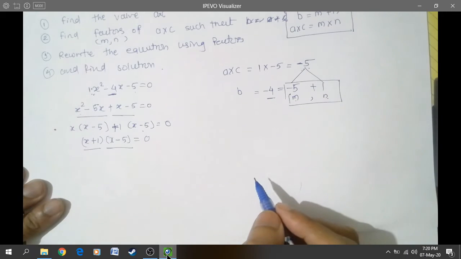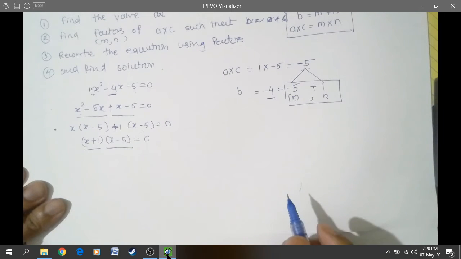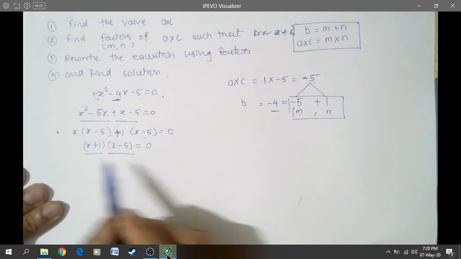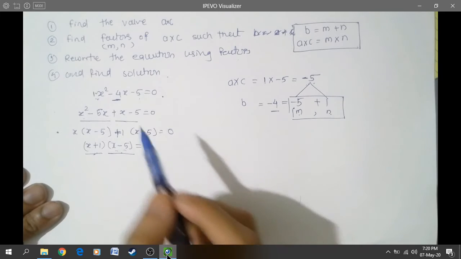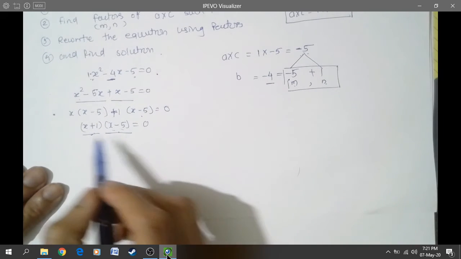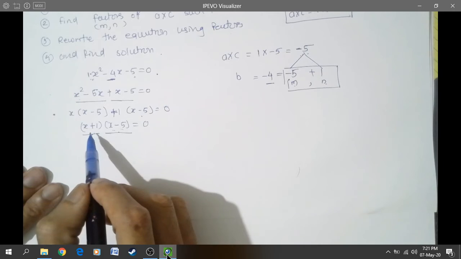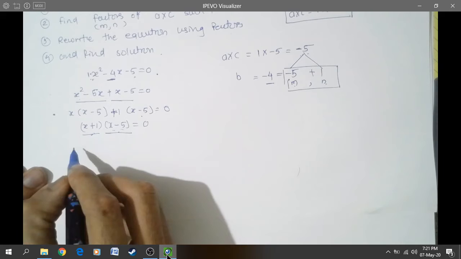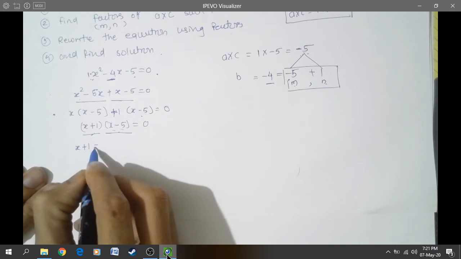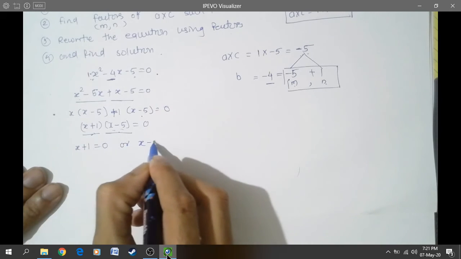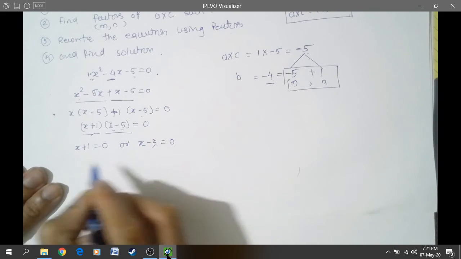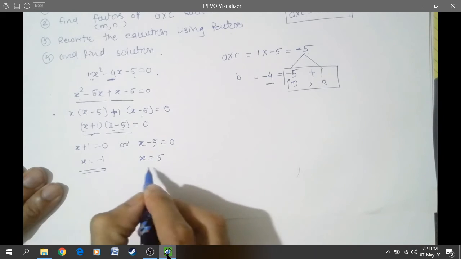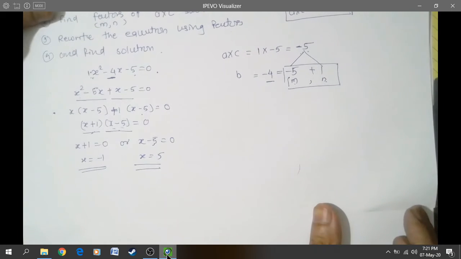Now we can see these are the linear factors of our quadratic equation. This is a quadratic equation and these are the two separate linear factors of this quadratic equation. When something is multiplied with something and the answer is 0, then we can say that one of these should be 0, right? Otherwise it would not come 0. So x is equal to minus 1 or x is equal to 5. These are the solutions or roots of our quadratic equation.